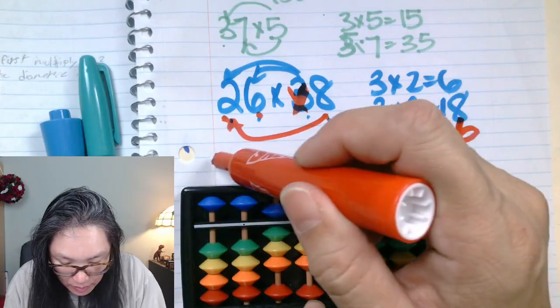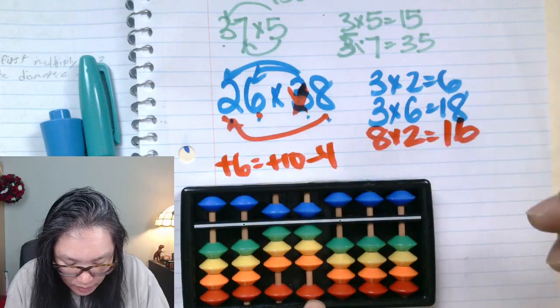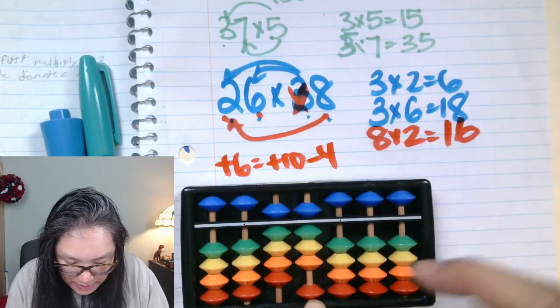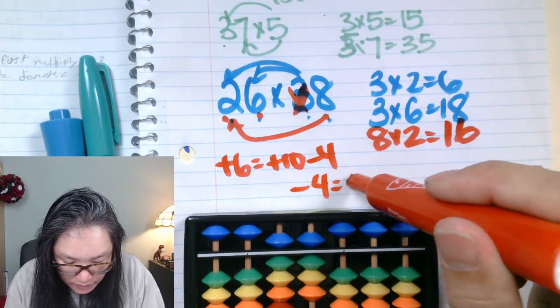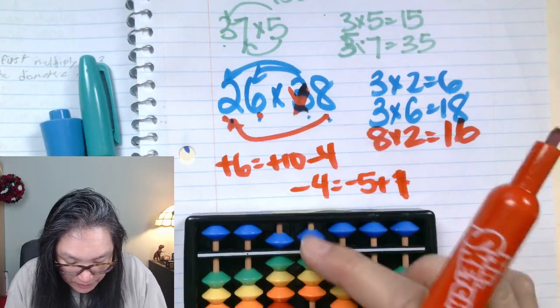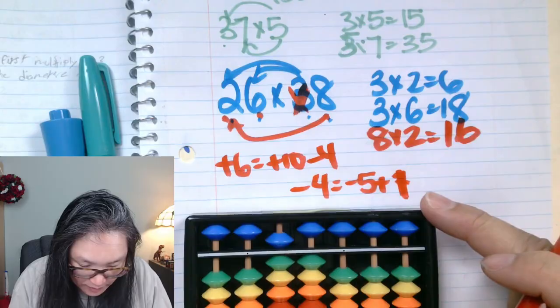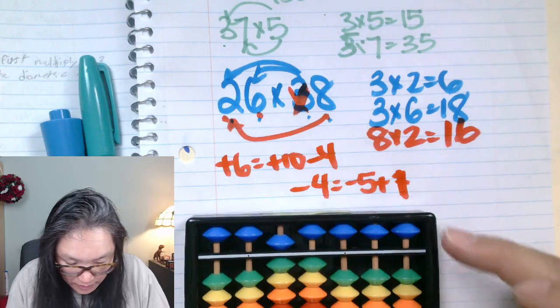Plus 6 is equal to plus the 10 minus 4. So we're going to plus the 10 and take away the 4. There's not enough beads to take away the 4, so minus the 4 is equal to minus the 5 plus the 1. Minus the 5 plus the 1. And then what are we going to do?